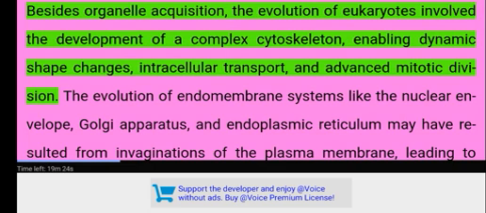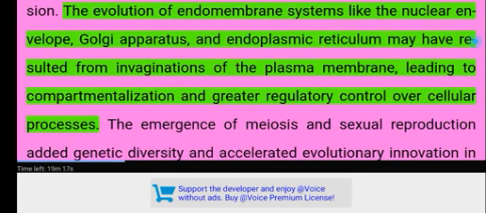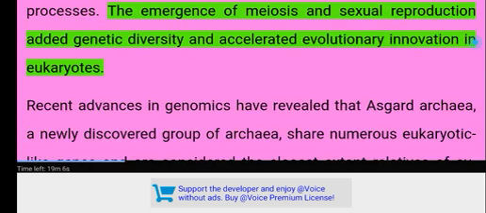Besides organelle acquisition, the evolution of eukaryotes involved the development of a complex cytoskeleton, enabling dynamic shape changes, intracellular transport, and advanced meiotic division. The evolution of endomembrane systems like the nuclear envelope, Golgi apparatus, and endoplasmic reticulum may have resulted from invaginations of the plasma membrane, leading to compartmentalization and greater regulatory control over cellular processes. The emergence of meiosis and sexual reproduction added genetic diversity and accelerated evolutionary innovation in eukaryotes.